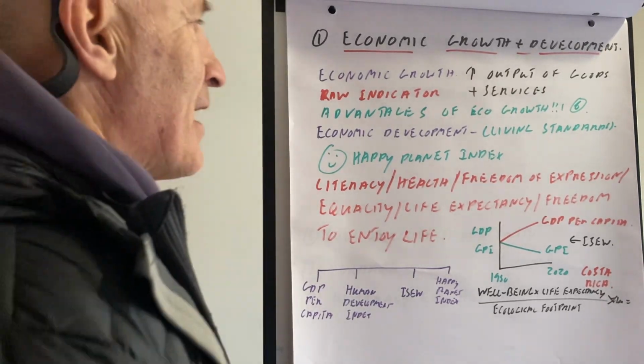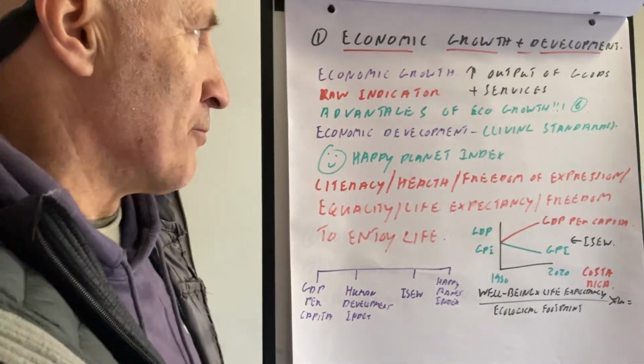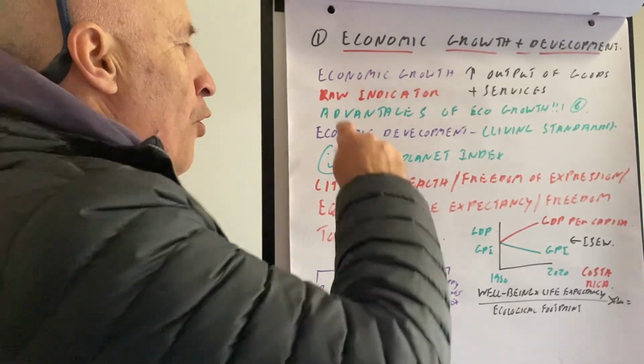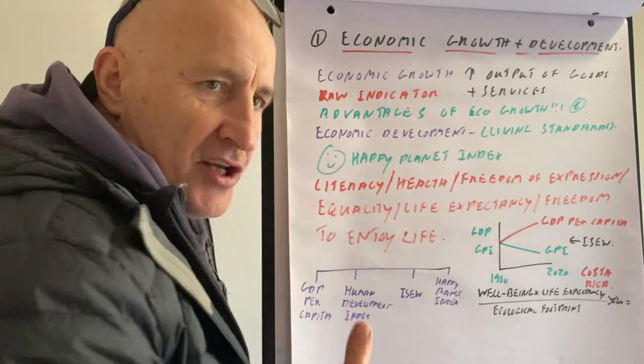Okay, economic growth and development. Economic growth. I think you all know economic growth pretty well. It's an increase in the output of goods and services. But we know that it's a raw indicator. There are lots of things wrong with it.